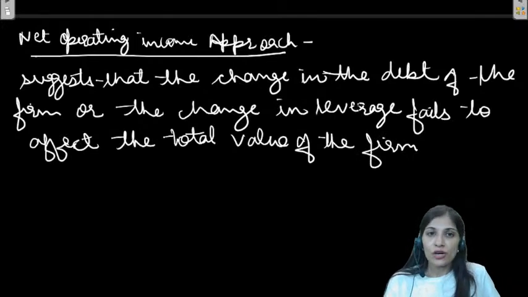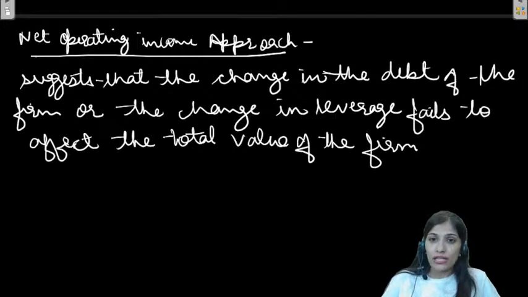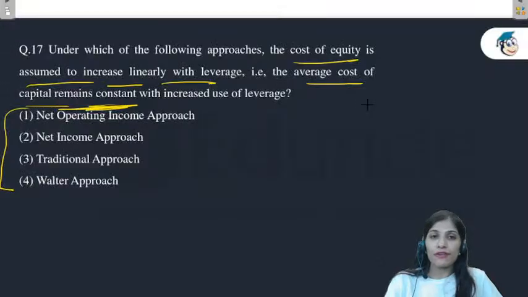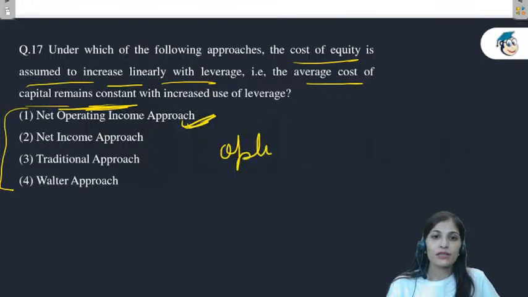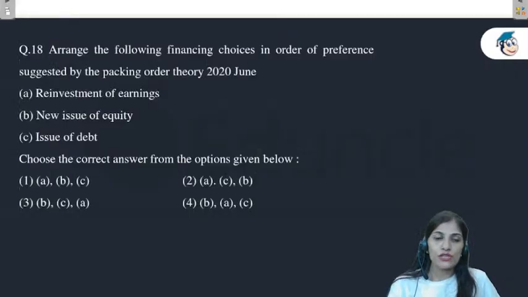Right? The net operating income approach suggests that a change in the debt of the firm, or the change in the leverage, fails to affect the total value of the firm. If you are changing the value of the debt or the leverage, it doesn't affect the value of the firm. So the value of the firm remains constant. So our answer would be option number 1. Coming to the next question.